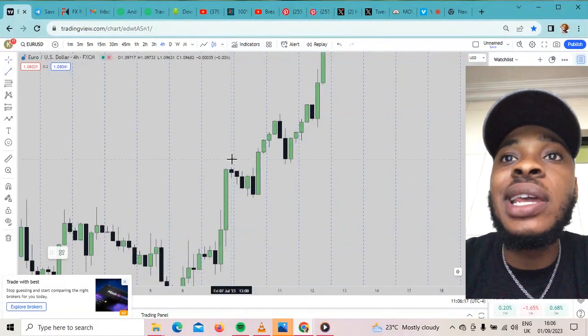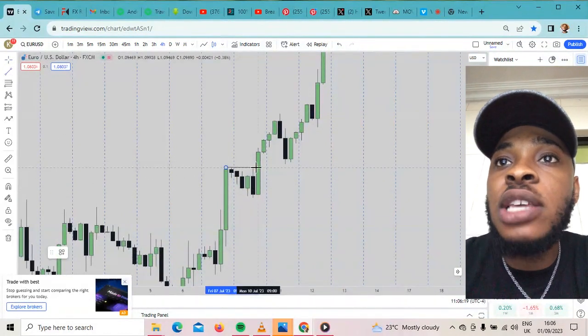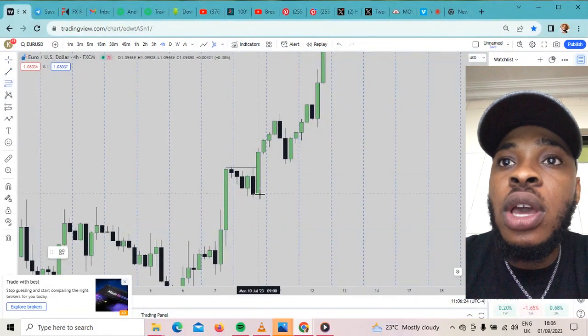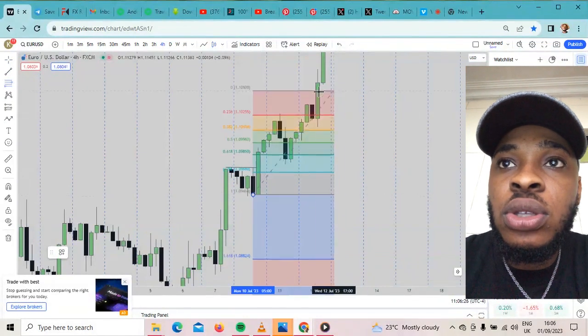As you can see, a very clean example, just like what I drew. You see price broke structure to the upside. So this is where your Fibonacci comes in. I'm going to draw from this low to the upside.